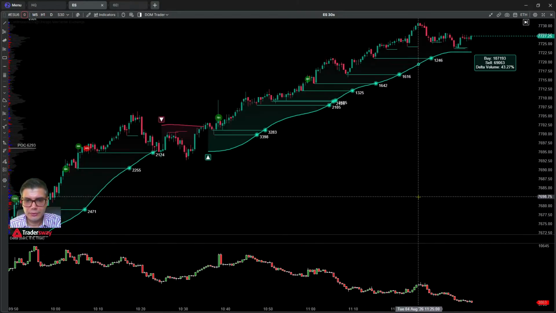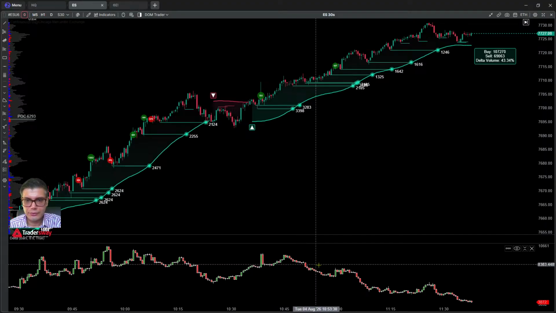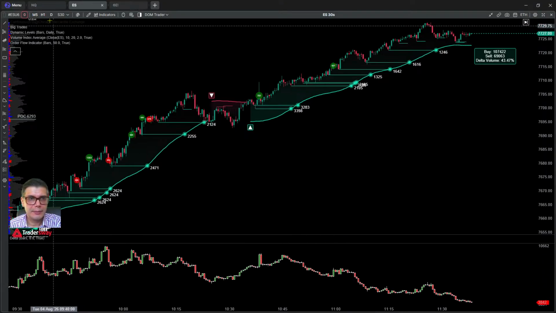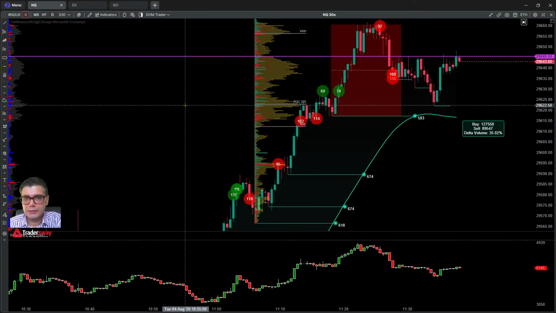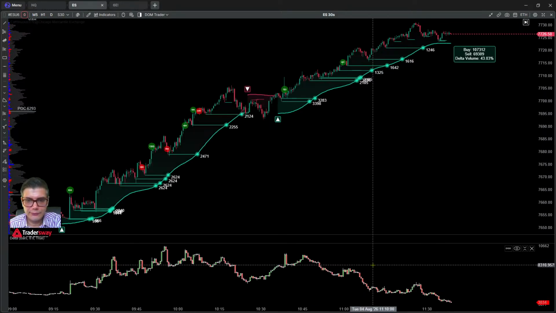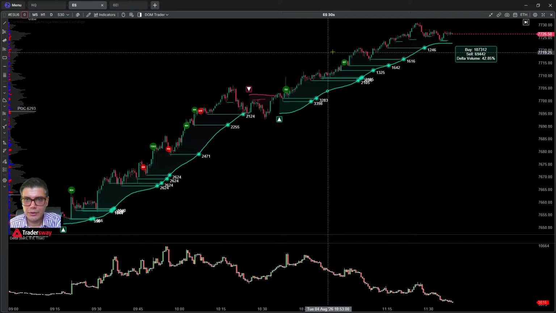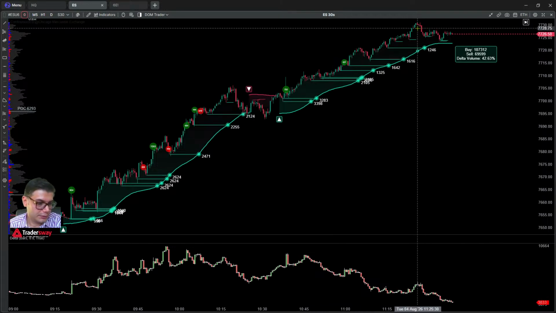What is the S&P 500 doing? Oh, the delta shows aggressive sellers are in the market, so we can expect a bearish leg. All right, that's interesting, so this is good information. Delta is negative, the price is going higher.